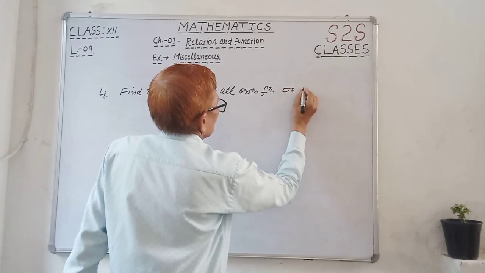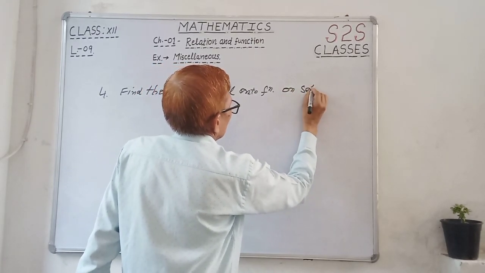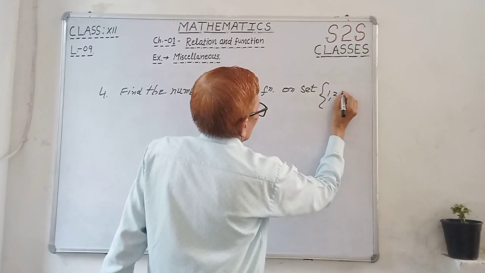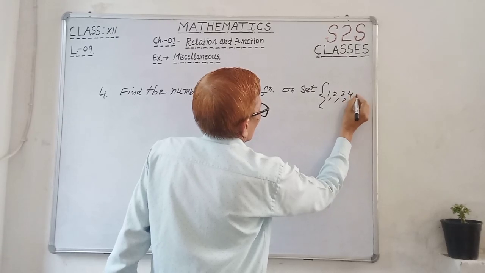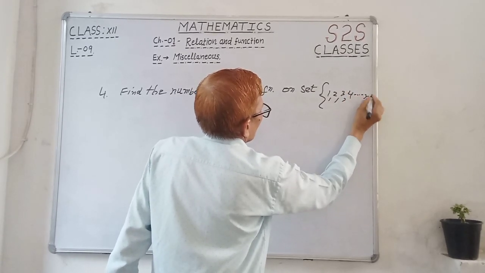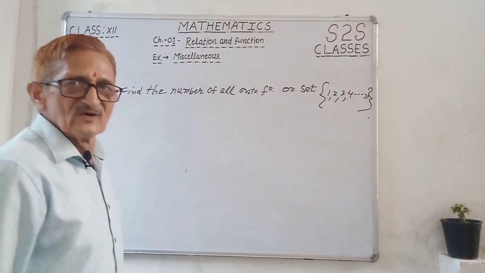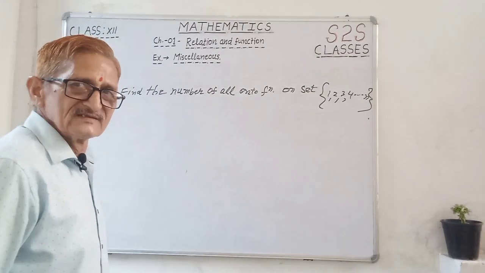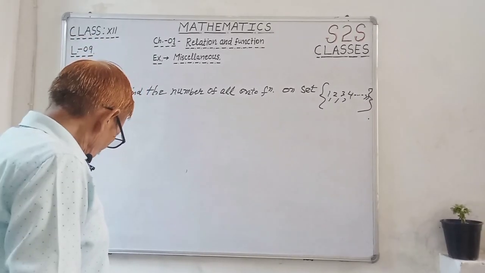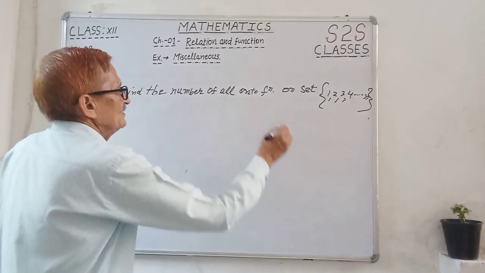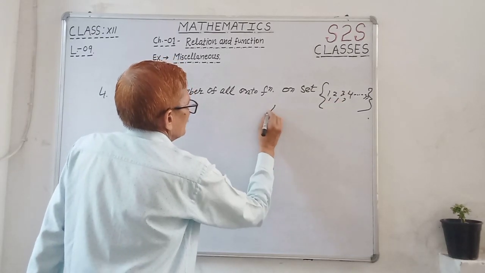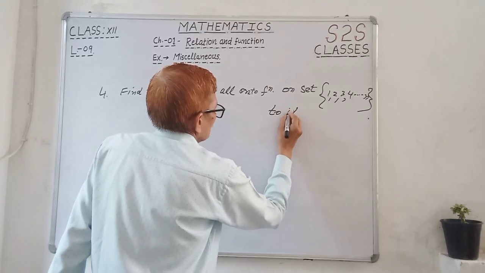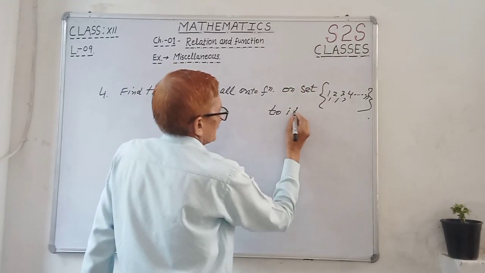On set 1, 2, 3, 4 and so on up to n. Natural number set. Okay, n elements. This is a finite set up to n, natural numbers. So here, to itself. On this set to itself. Itself means this set to the same set.